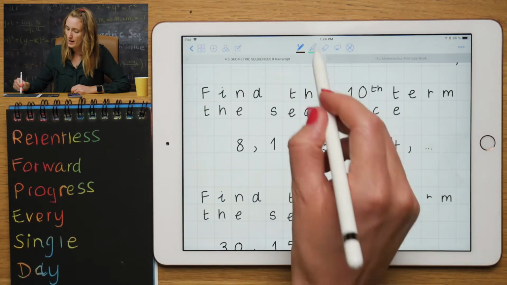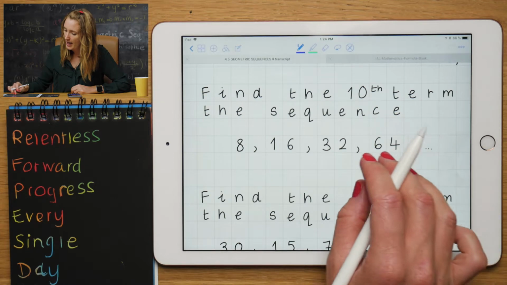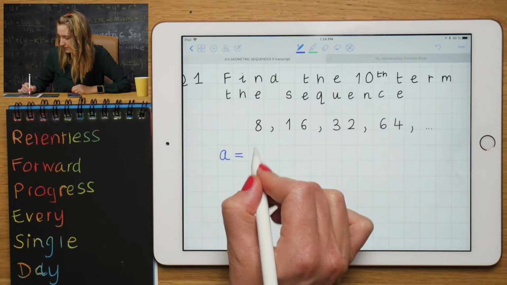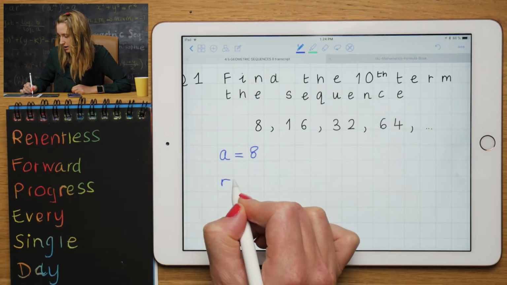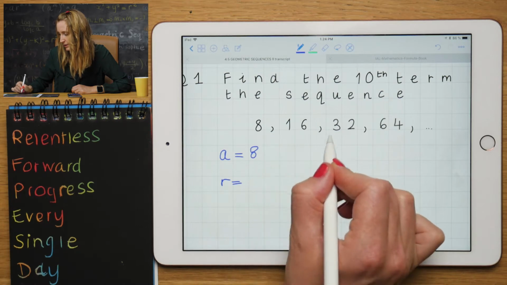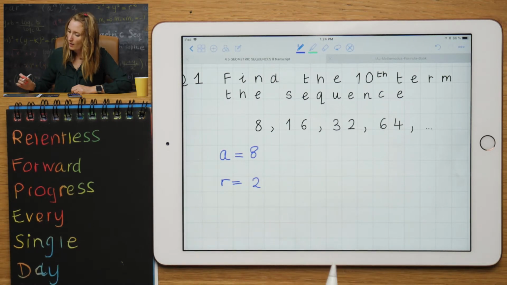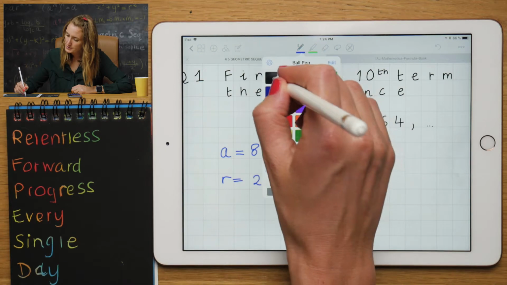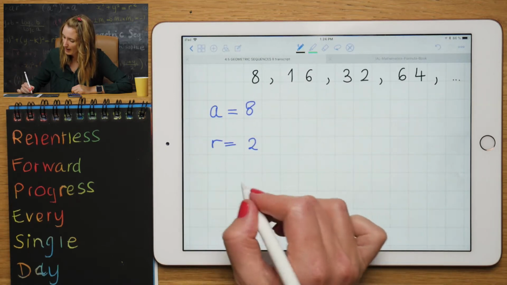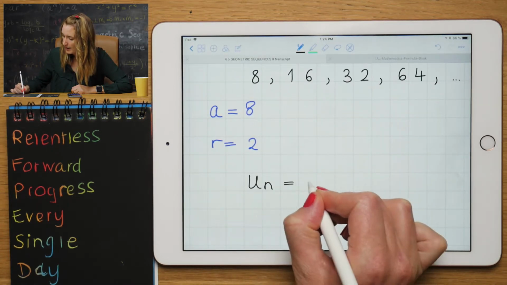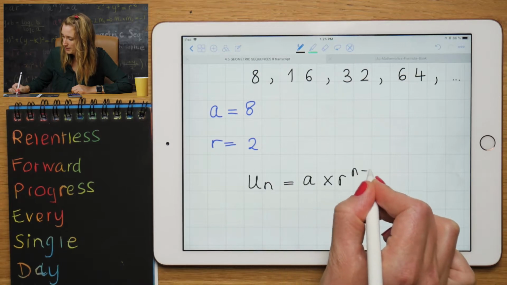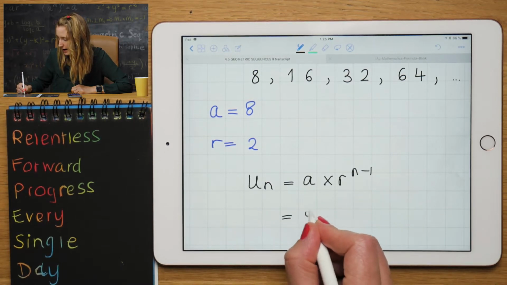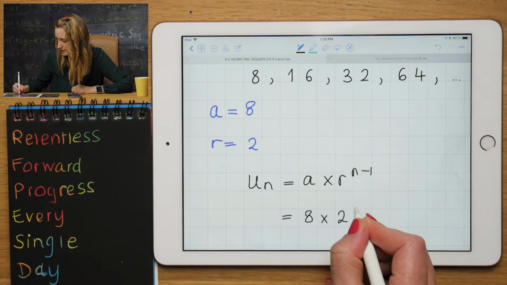So as always, we're going to start by identifying our a. a is the first term, 8, and our r? Well, each time I need to multiply by 2. Now I've been asked for the 10th term, so start by finding the u_n, the nth term formula, a times r to the n minus 1. So 8 times 2 to the n minus 1.